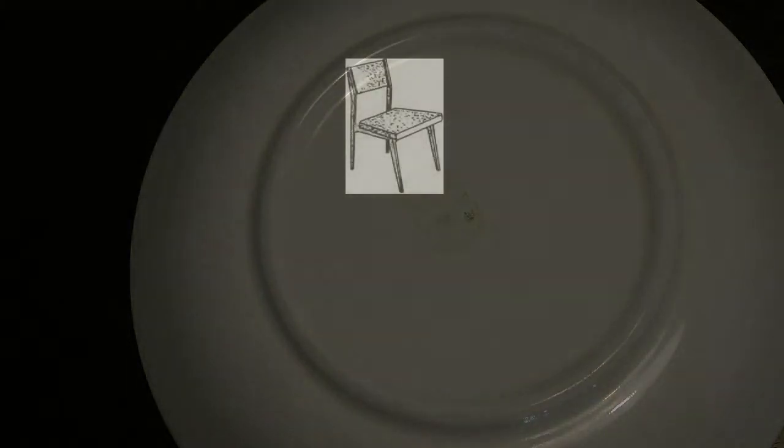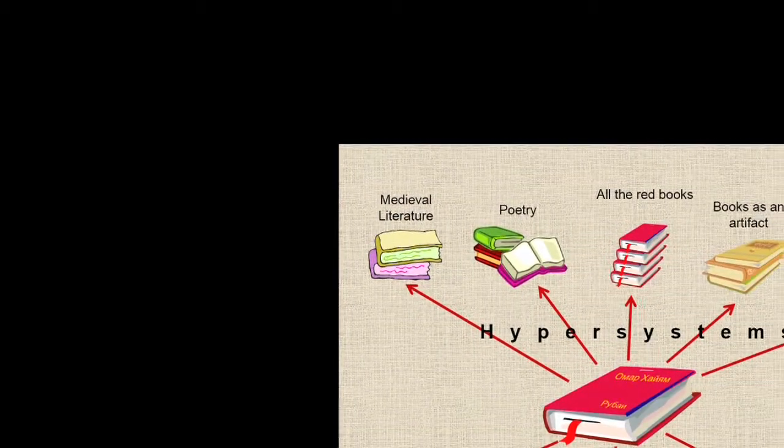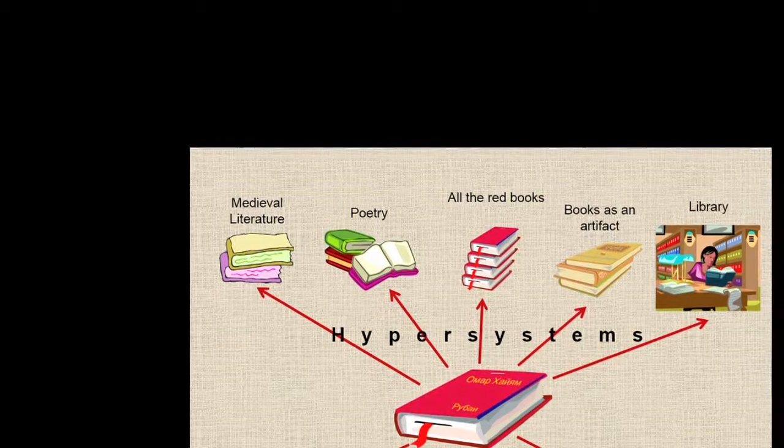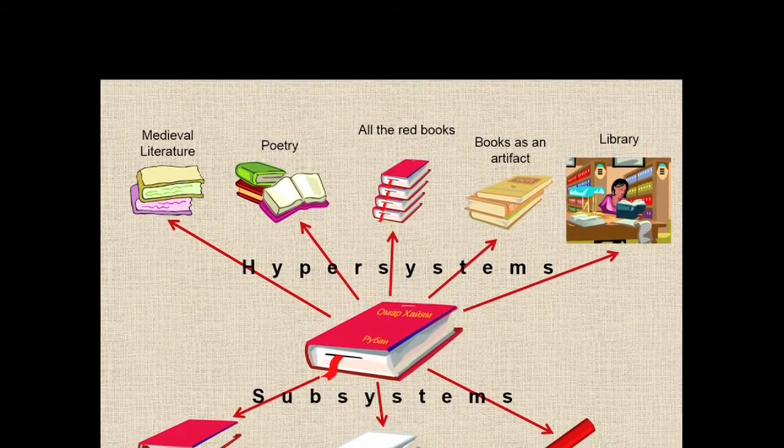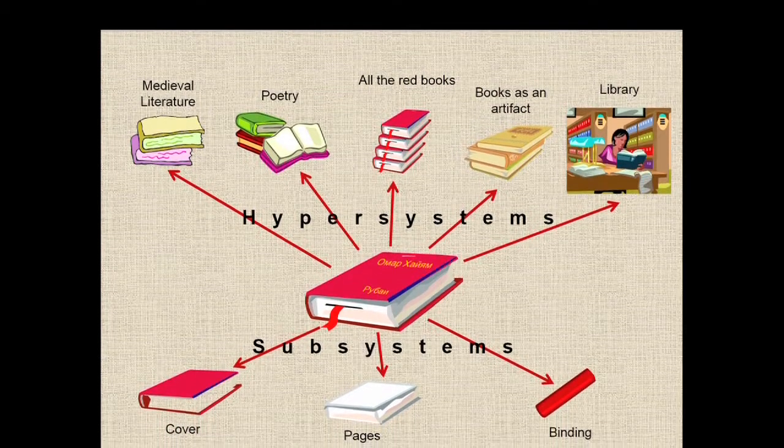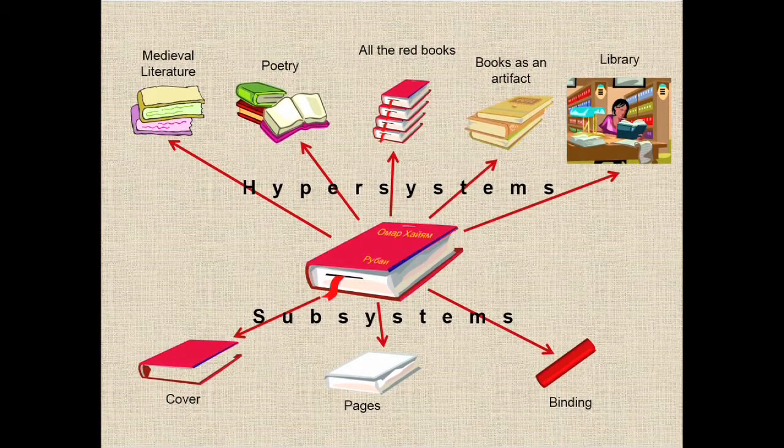Let's shift the point of view now. Any part is included into a higher hierarchy, so the chair is a supersystem for the chair's back. A book by Omar Khayyam. It has its own supersystems: medieval literature, poetry, all-read books, a book as a concept, a library. The book's subsystems: the cover, the pages, and the binding.